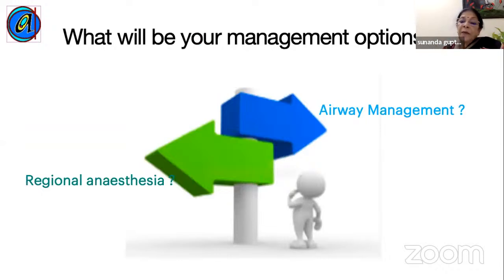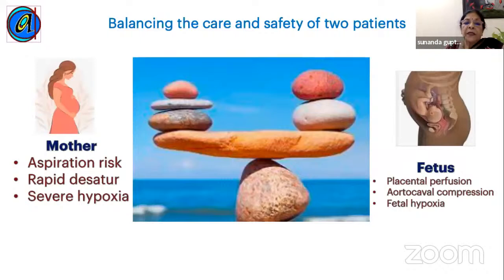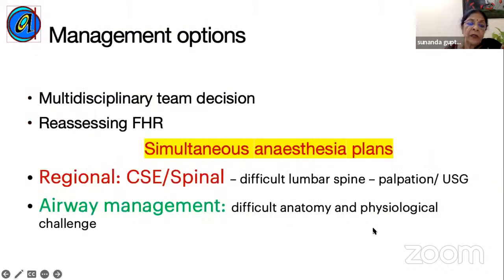This is always a dilemma. Will you go in for airway management? Would you go in for regional anesthesia? So always remember that when you make a decision, balance the care and safety of two patients. On the one hand, you have a mother where there is an aspiration risk, rapid desaturation, severe hypoxia if you are not able to intubate, and compromised placental perfusion, aortocaval compression, fetal hypoxia can all damage the chances for fetal survival.